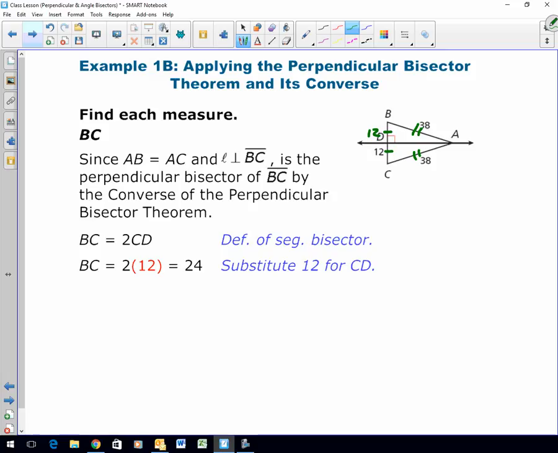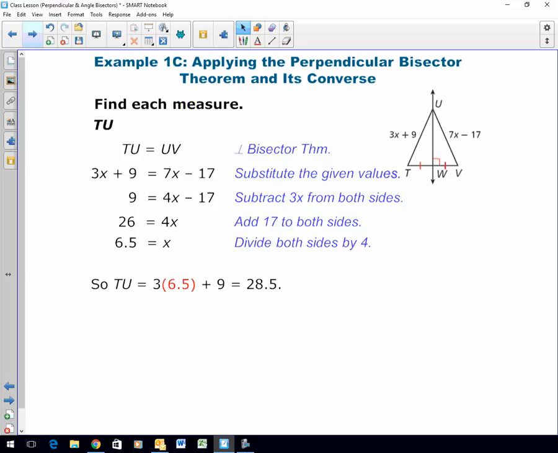So what is the total distance from B to C? That's all you've got to do here, okay? My original question was to find the measure of BC. I've just got to be able to use those theorems together. Okay. Another example.